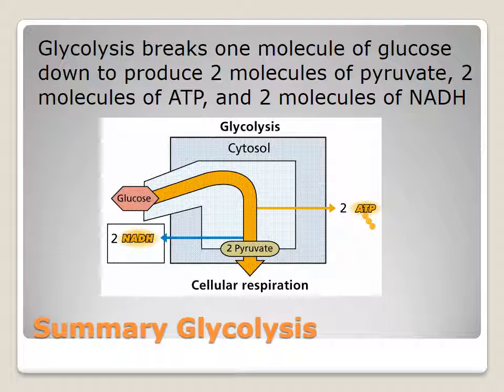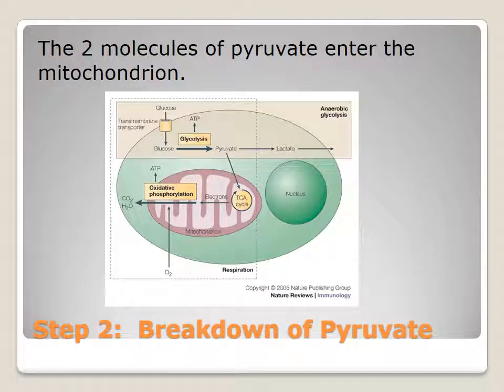Get into step 2. These 2 molecules of pyruvate are going to enter into the mitochondria. This is where we're going to have the breakdown of pyruvate. That means we're going to, go figure, break the bonds in pyruvate. When we break the bonds in pyruvate, what are we going to release? Energy, because when in doubt, that's what we're doing here.